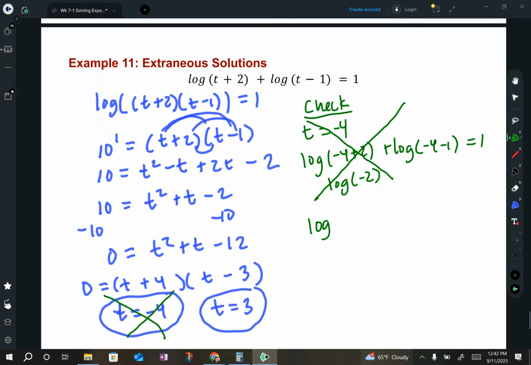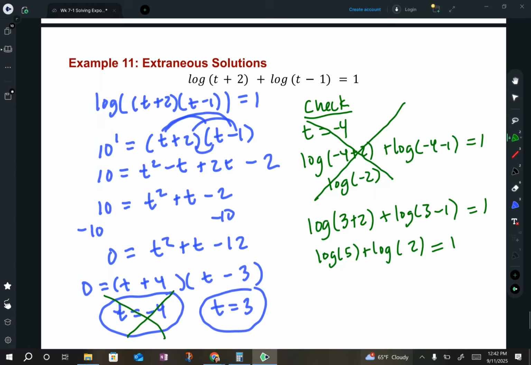I think this positive 3 is going to work out a lot better. Log of (3 plus 2) plus log of (3 minus 1). Is this equal to 1? So this is log 5 plus log 2 equals 1. We don't even need a calculator for this because we know the multiplication property of logs. That's going to be log of 5 times 2, which is 10, and 10 to the 1 is 10. So we feel good about that. All right, that's the video on solving exponential and log equations.